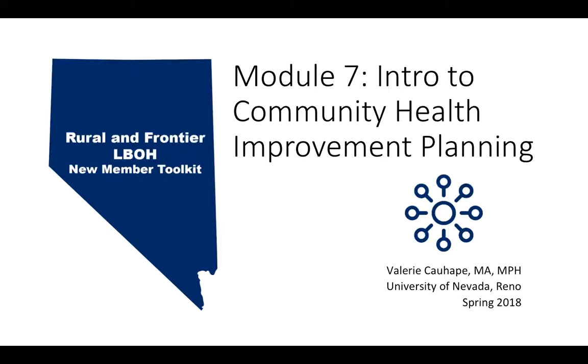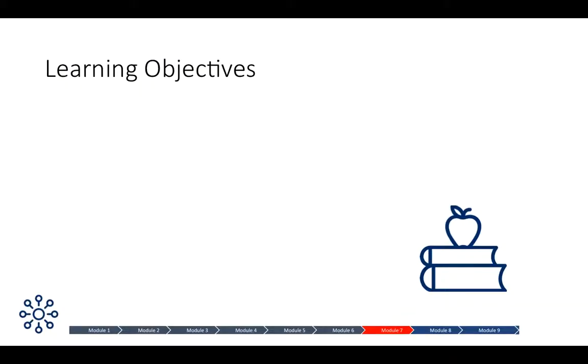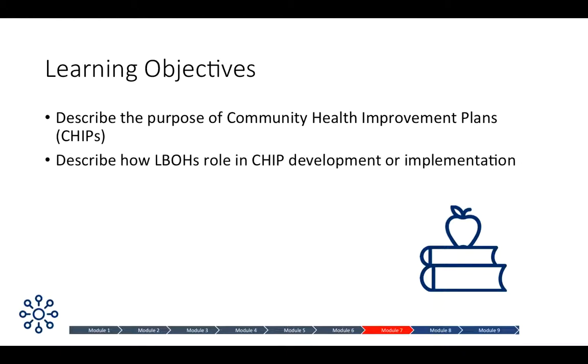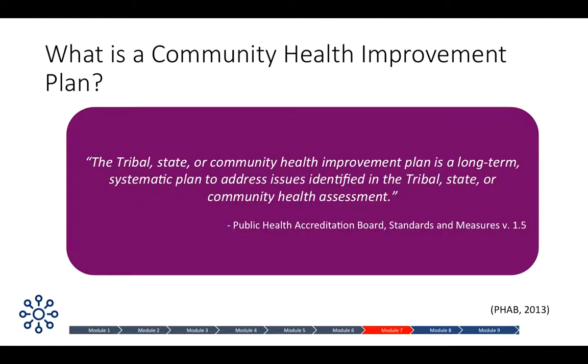In this module, we will build upon previous discussions of community health needs assessments and will explore the next step, community health improvement planning. From today's discussion, you will be better able to describe the purpose of community health improvement plans, also called CHIPs, and will be able to describe the role that local boards of health may play in the development and implementation of a community health improvement plan.